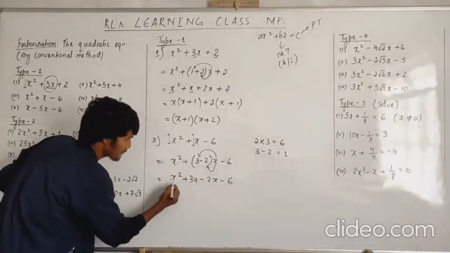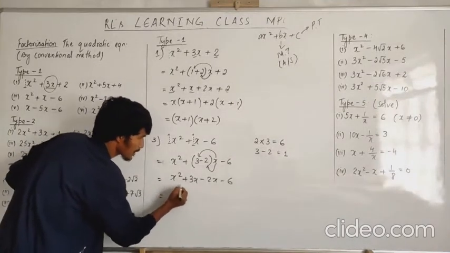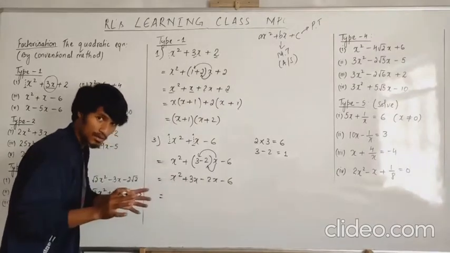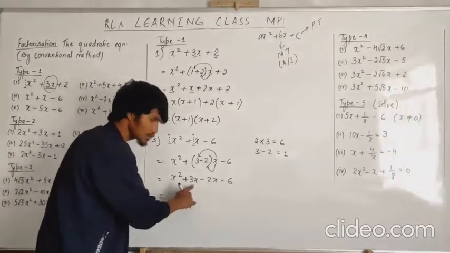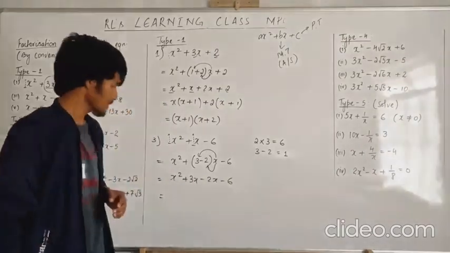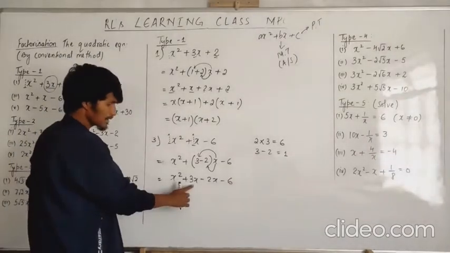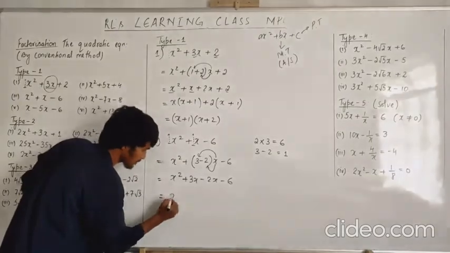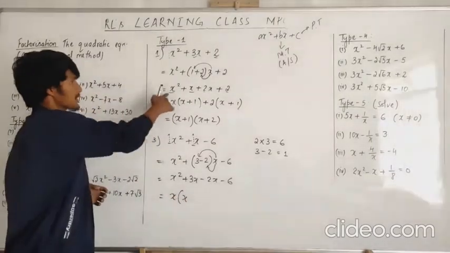Then here, again, which is common here? Here there is no 3, but here is 3. Then 3 is not common. Here is x, and here also x. Then x is common. We can put it here like this, same as what we did here.